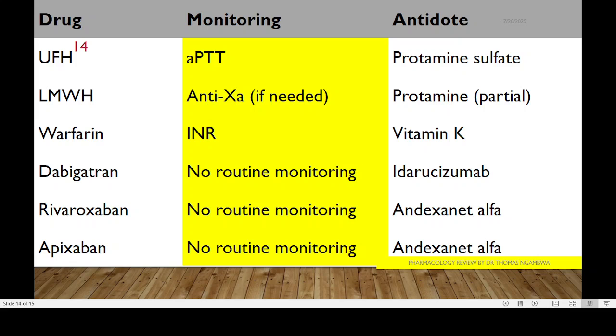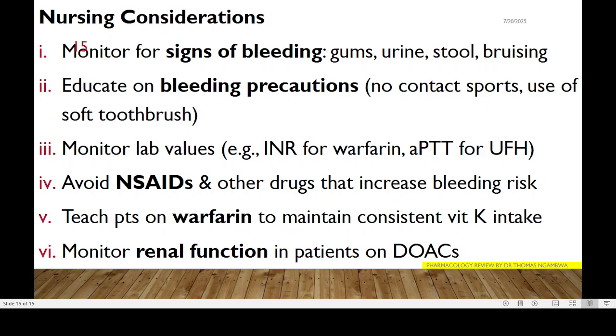Then we have warfarin. You monitor the INR. The target is usually 2 to 3, and the antidote is vitamin K. Then we have dabigatran, rivaroxaban, and apixaban. So you find that the last three drugs have one advantage over warfarin in that they don't require continuous monitoring. So warfarin, you have to monitor and see that the INR is between 2 to 3.